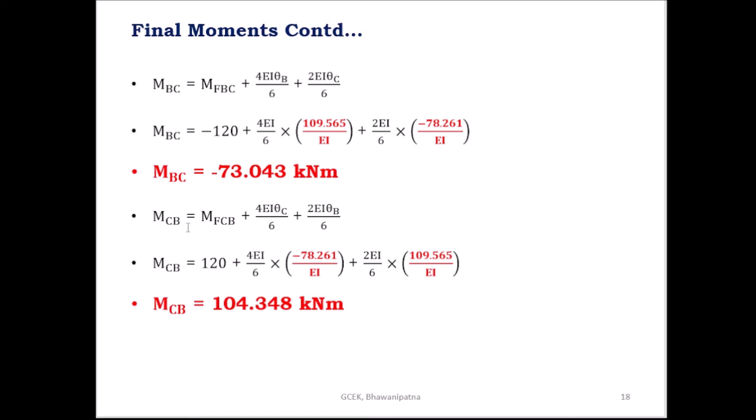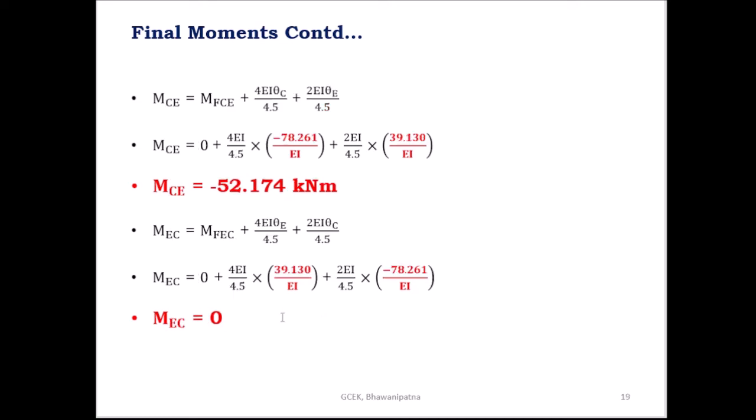Then find out MCB. MCB is equal to MFCB plus 4EI theta C by 6 plus 2EI theta B by 6. Then MFCB is equal to 120, plus 4EI by 6 into theta C, which is equal to minus 78.261 by EI, plus 2EI by 6 into theta B, which is equal to 109.565 by EI. Then after simplification, MCB is equal to 104.348 kilonewton meter.